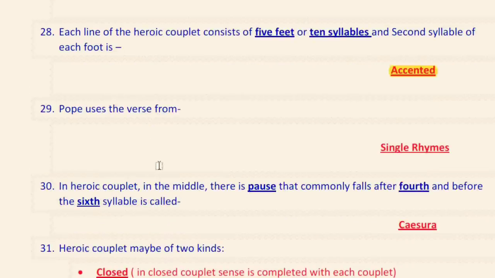Question number 29. Pope uses the verse form, that is single rhymes. Question number 30. In heroic couplet, in the middle, there is a pause that commonly falls after the fourth and before the sixth syllable, called. The answer is caesura.